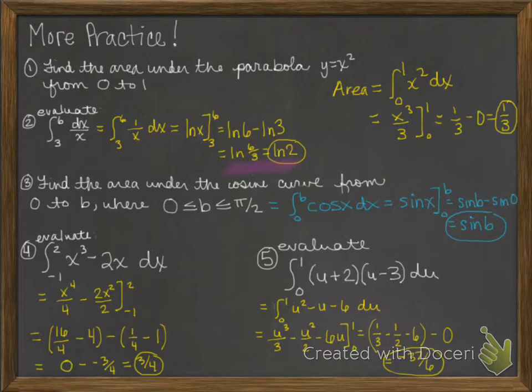In number 3, again, that's pretty self-explanatory. The antiderivative of cosine is sine, and the sine of 0 is 0. So you end up with sine b. Whatever b is, you just plug that into the sine. In number 4, again, that one's pretty straightforward. I'm not worried about that one.